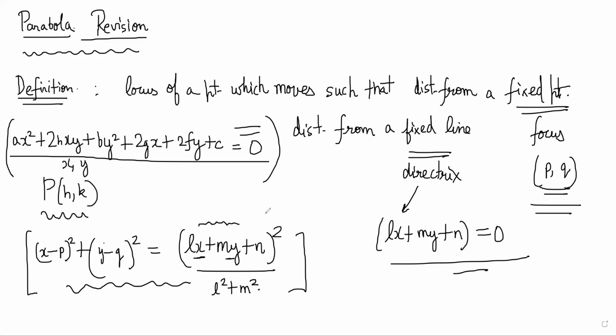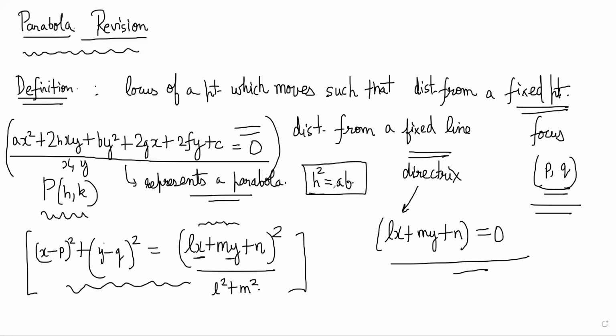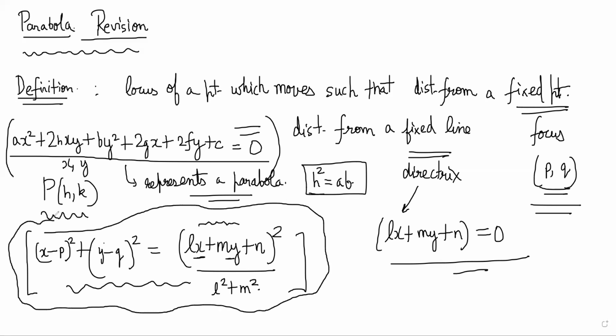And what is the condition that this equation represents a parabola? You might have seen that condition before. The condition is h square is equal to ab, right? So how does that condition come? We can think about it from here. Since this denotes a parabola, try to think of what the coefficients of x square, y square and xy are going to be when we simplify this, right?